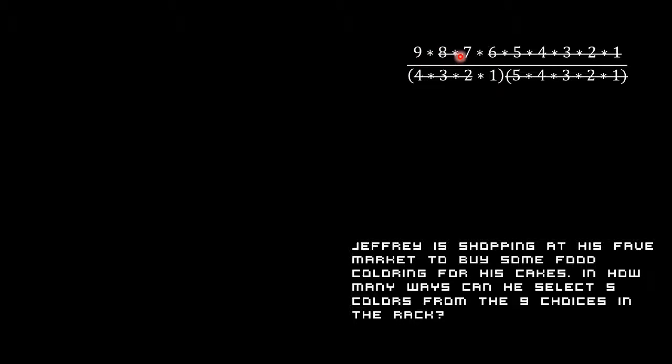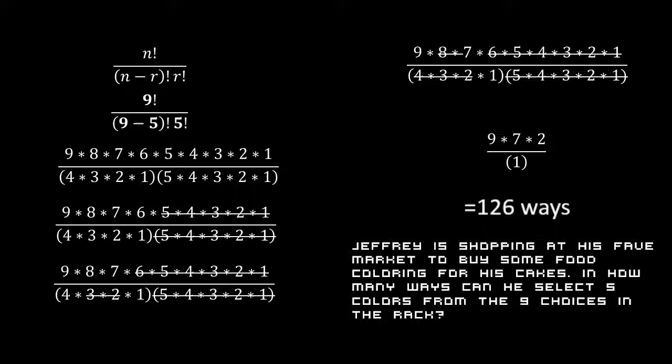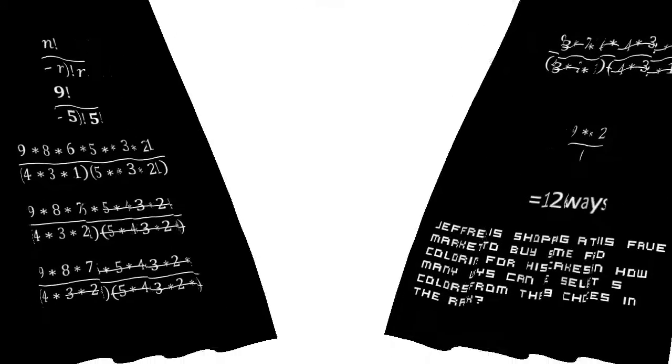Now we have 9 and 7 left uncancelled, and they will retain. Here is our final expression: 9 times 7, which are left untouched, and the 2 derived from dividing 8 and 4. We'll just multiply these values and we get 126 ways. Therefore, Jeffrey has 126 ways of selecting 5 colors from the 9 choices in the rack. There you go. We have done problem number 1. Let's go to the next.